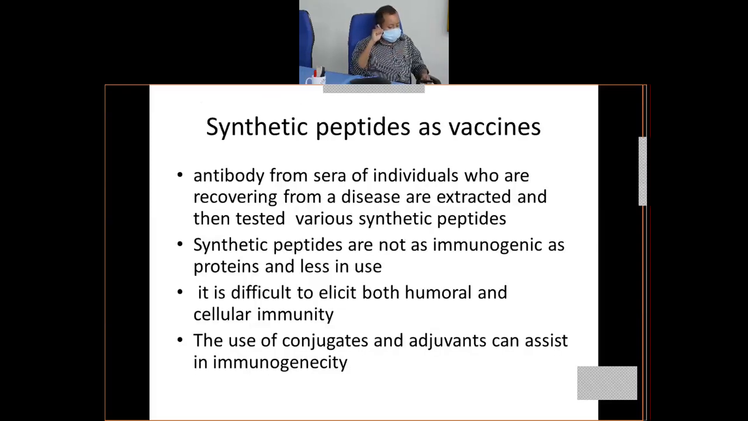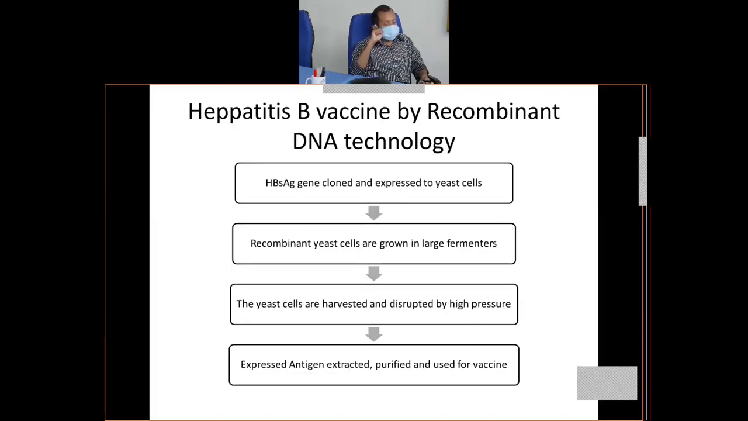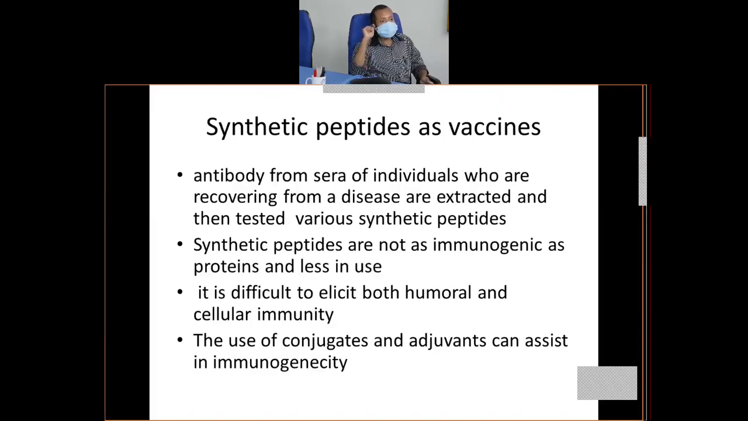Before developing this recombinant DNA technology, synthetic peptides were used. Since you know the pathogenic antigen, so you know its DNA sequence, you can synthesize a peptide based on this particular sequence, and this peptide you can use as a vaccine.